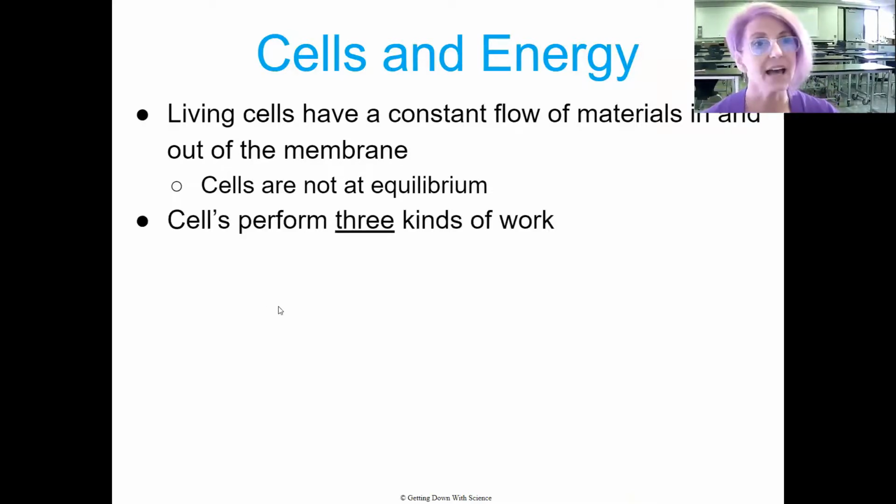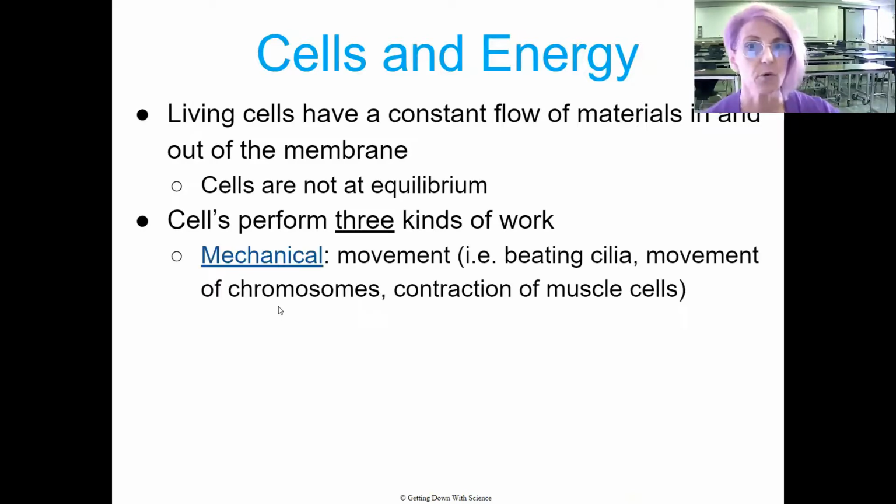So cells are not at equilibrium. We're constantly moving things in and out of the cells. Cells perform either mechanical work, like cilia, little hairs on the outside of the cell that beat either to move food particles around for a unicellular organism, or it might move the organism through its environment.